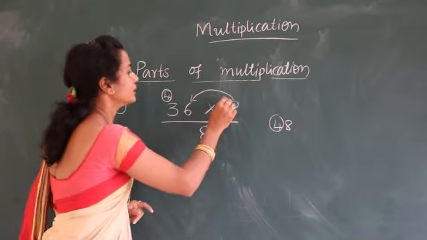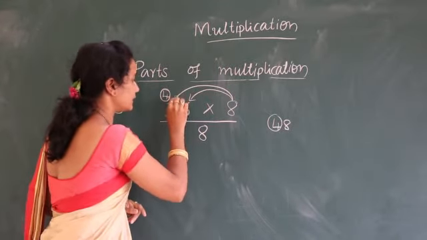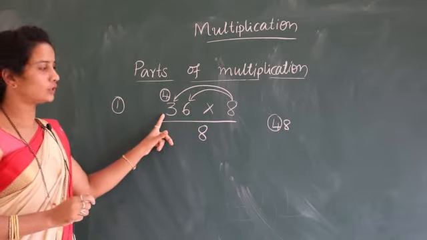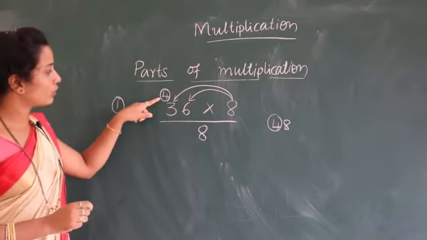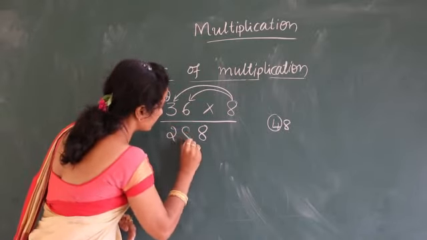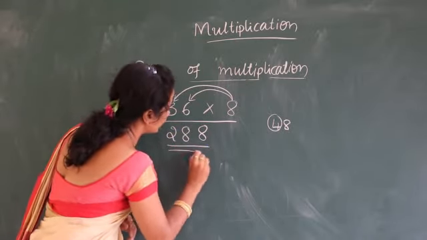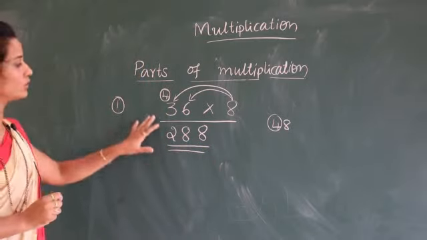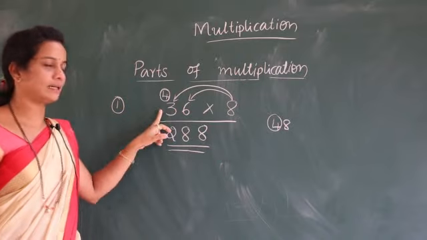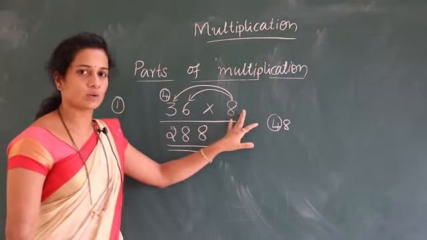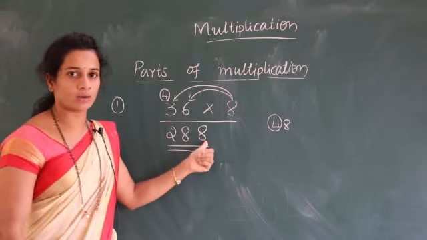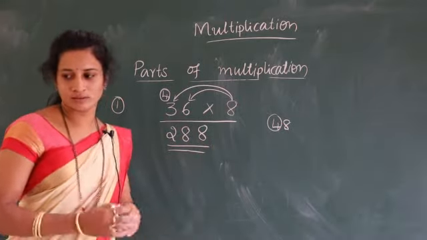Now again from the 8 you have to multiply the 3. 8 3s are 24. 24 plus this 4 is 28. So it is 288. So 36 is called the multiplicand, 8 is called the multiplier, 288 is called the product.